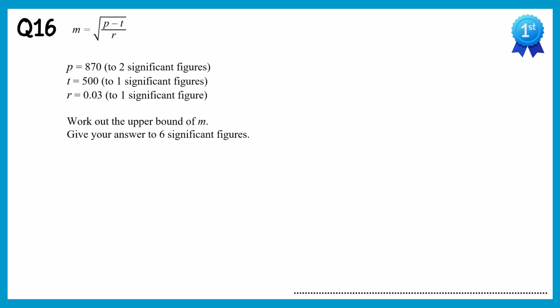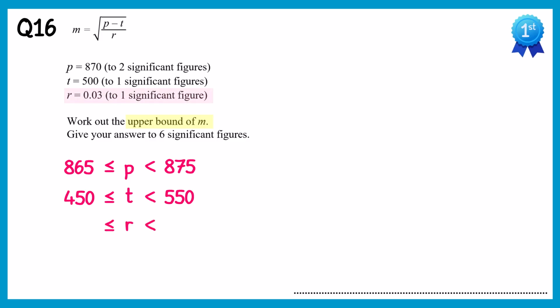In this question, we need to work out an upper bound for m. We're going to begin by writing down the error intervals for all of the letters p, t, and r. We'll start with p, which is 870 to two significant figures. This means that p must be in between 865 and 875. Then for t, which is 500 to one significant figure, that must be in between 450 and 550. And finally, r is 0.03 to one significant figure, so this must be in between 0.025 and 0.035.